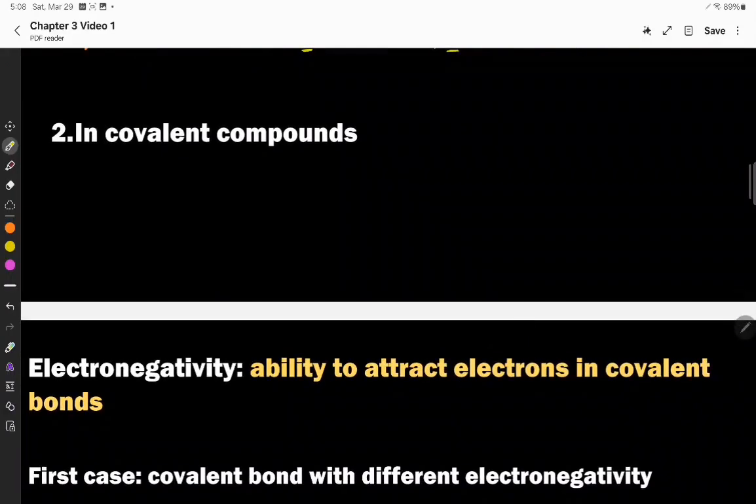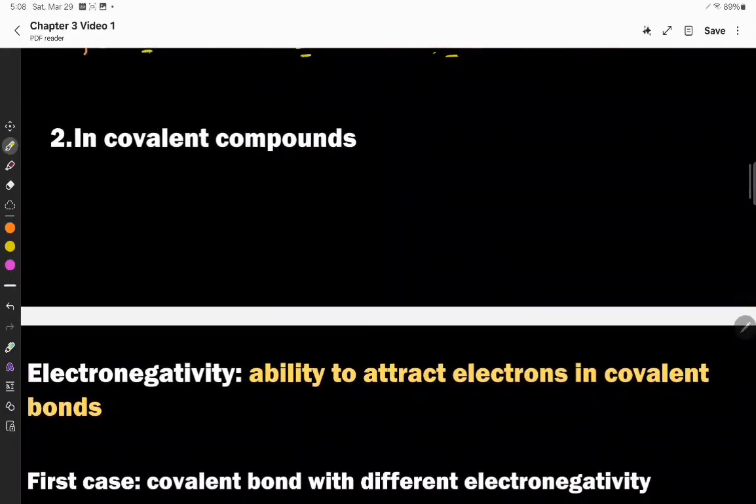Let's see the oxidation number in covalent compounds. In covalent compounds, we have 2 nonmetals, but one of them will be more electronegative, so it will attract the electrons to it. For example, carbon dioxide here. In carbon dioxide, oxygen is more electronegative than carbon, so it will be 2 negative, and carbon in this case will be 4 positive, because the electrons will be attracted to oxygen.